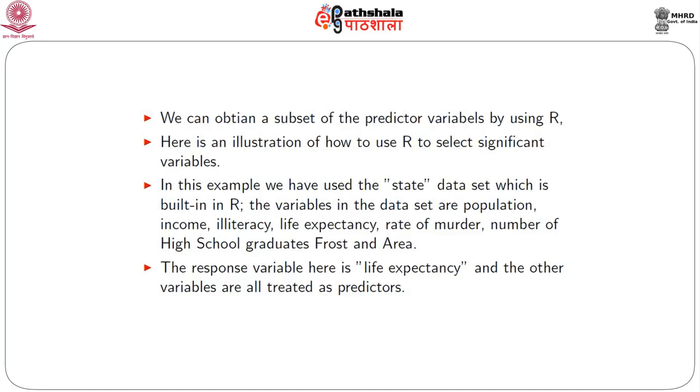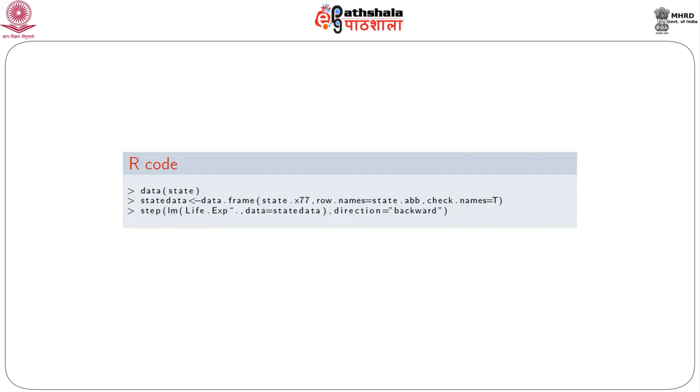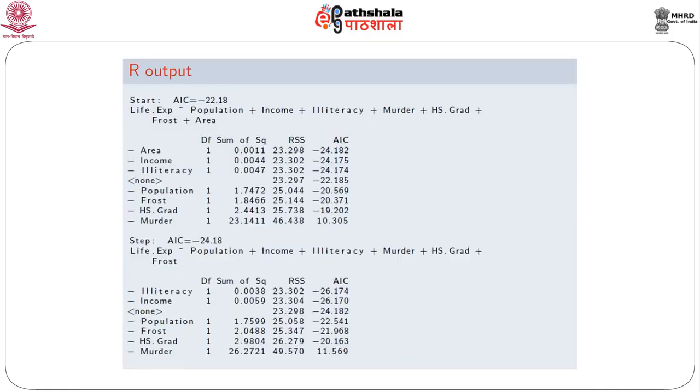So, here is the code to attach the data set to the R console. We write data within parentheses state, which will attach the data set, and we convert it to a data frame. And using the function step on the lm object of life expectancy regressed on all the other variables, and also mentioning the direction as backward, we can perform the backward elimination method in R. Now, let us look at the output that we obtain by using the step function.